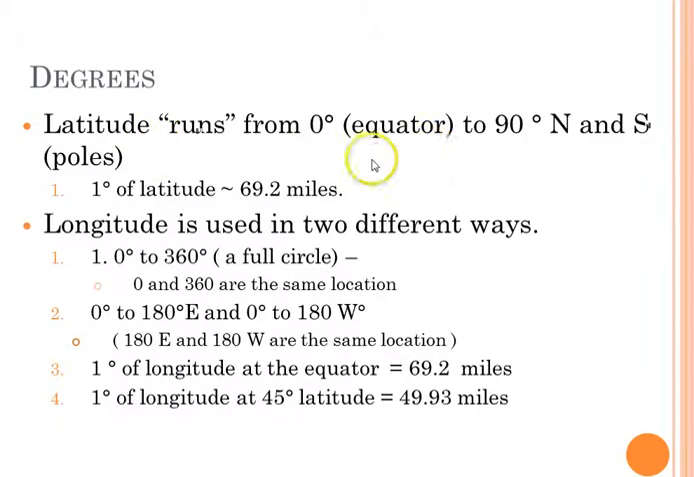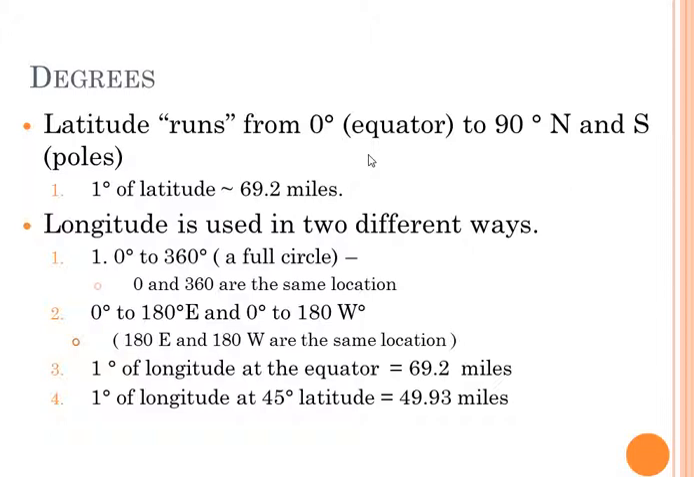Okay, so now what I want you to know is that 1 degree of latitude is about 69.2 miles, okay? And there is a typo in here, and I hope somebody finds it because I forgot to fix it on the one that was posted. So we'll see if there's a number difference, but we'll figure it out here. Okay, so 1 degree of latitude is 69.2 miles about.